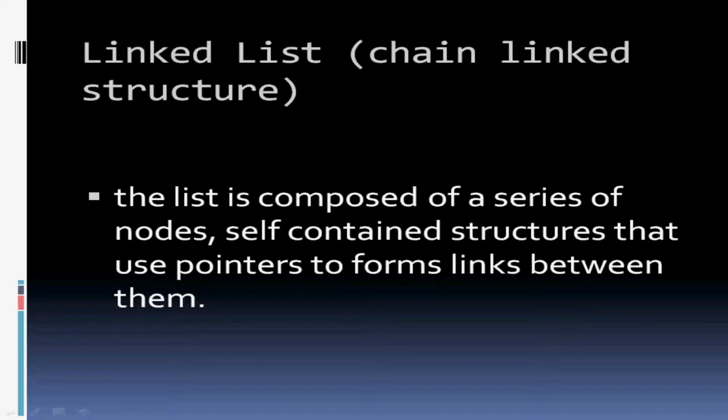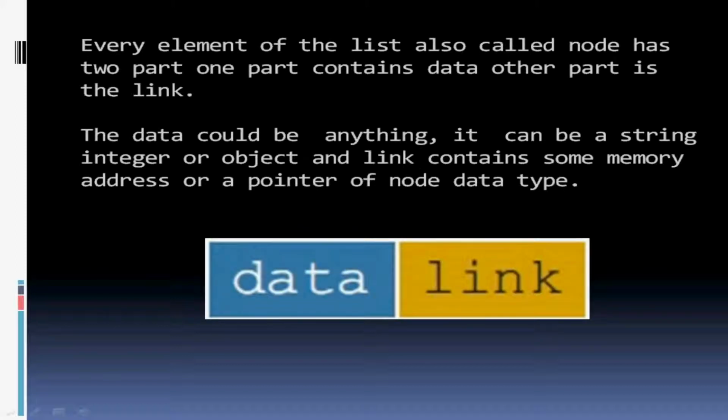Linked list. Chain link structure. The list is composed of a series of nodes, self-contained structures that use pointers to form links between them. Every element of the list, also called a node, has two parts. One part contains data, the other part is the link. The data could be anything. It can be a string, integer, or object, and the link contains some memory address or a pointer of node data type.